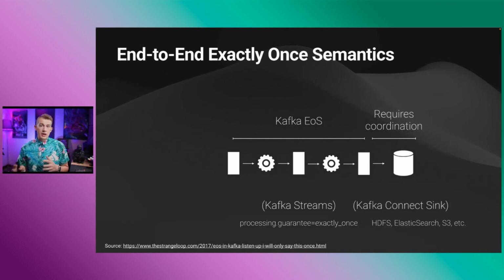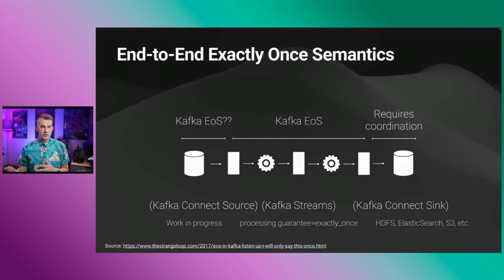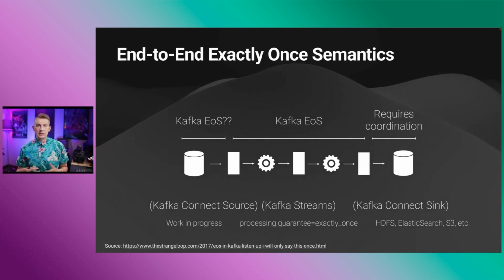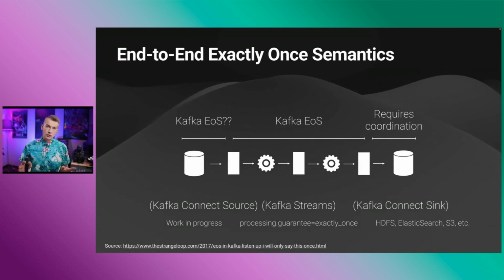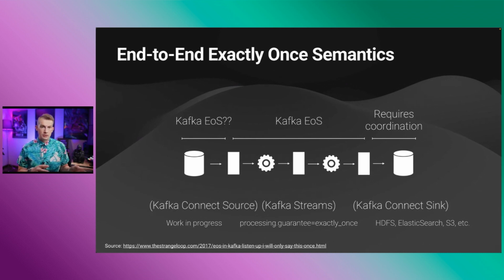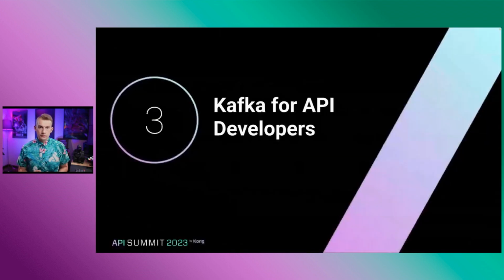There's also the ability to coordinate with external resources, but it requires some external knowledge. For example, it requires an external transaction coordinator. So if you need to deal with external databases and external systems, in order to have exactly-once semantics end to end, you need external coordination that also understands Kafka's exactly-once semantics.